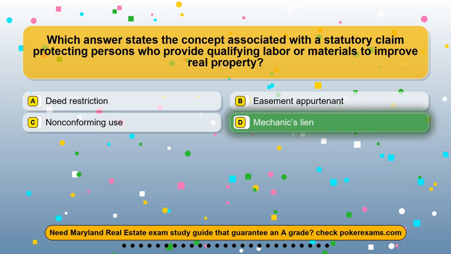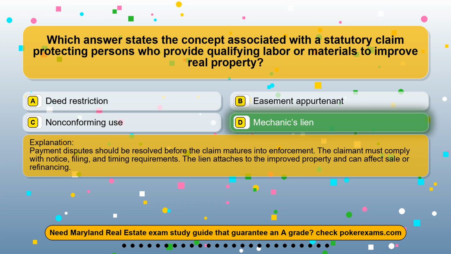The correct answer is option D. Mechanic's lien. Payment disputes should be resolved before the claim matures into enforcement. The claimant must comply with notice, filing, and timing requirements. The lien attaches to the improved property and can affect sale or refinancing.